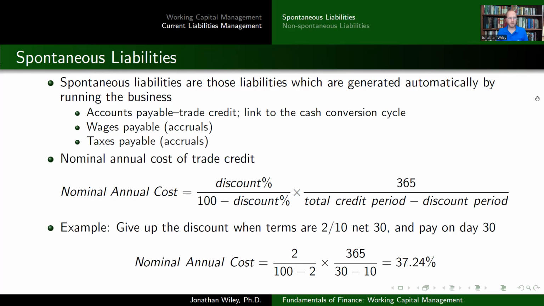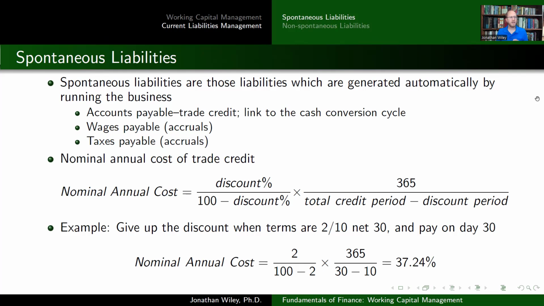Then that second term of the nominal annual cost formula is looking at how many periods there are in a year that I got out of paying late. So basically, I'm going to look at 365 days in a year, and divide it by how many extra days were obtained by paying late. That's going to be the total credit period, the total length of time that the supplier gave you to pay, minus the discount period within which you could have paid and gotten the lower price. So to see this, let's do a little example.